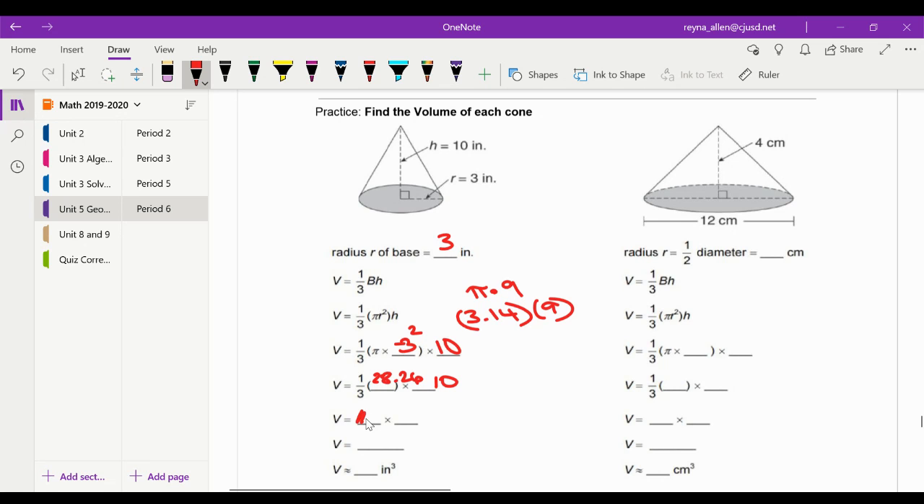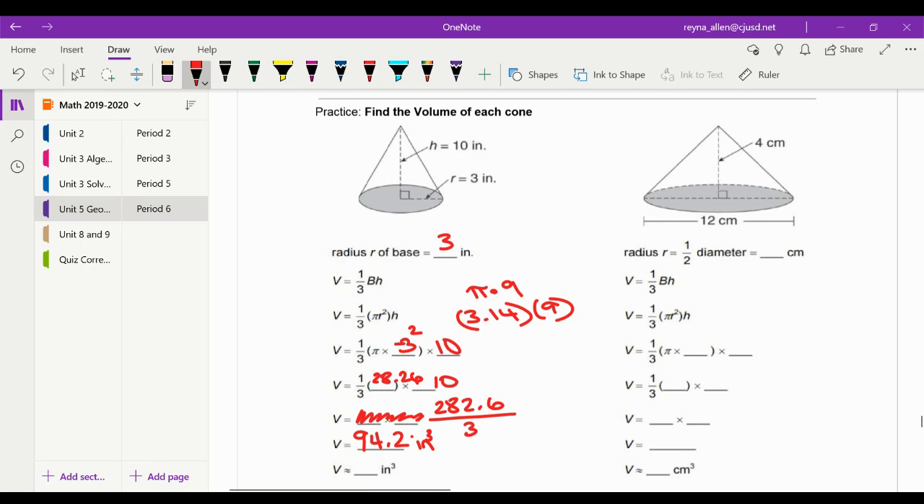Okay, so 28.26 times 10 is 282.6. Just move the decimal over 1. And then divide by 3. Let's see. Divide by 3, that is 94.2. We are using inches cubed. So just like the cylinder, my measurements will be cubed.